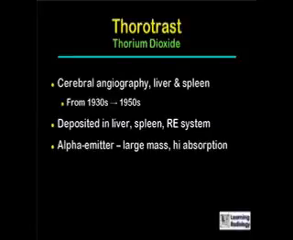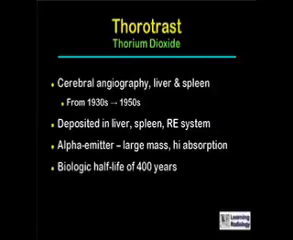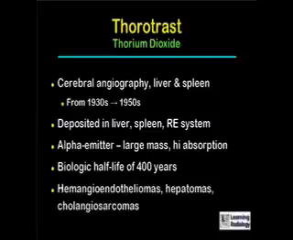Alpha particles have a relatively large mass, and they are very highly absorbed immediately around the source of the alpha emitter. Thorotrast also had a biologic half-life of 400 years, which means it lasted well beyond the normal lifetime of an individual. And since it was deposited in the liver, spleen, and the reticuloendothelial system and remained there forever, many years after it was used, individuals who received it began to manifest hemangioendotheliomas in the liver, hepatomas, and cholangiosarcomas.